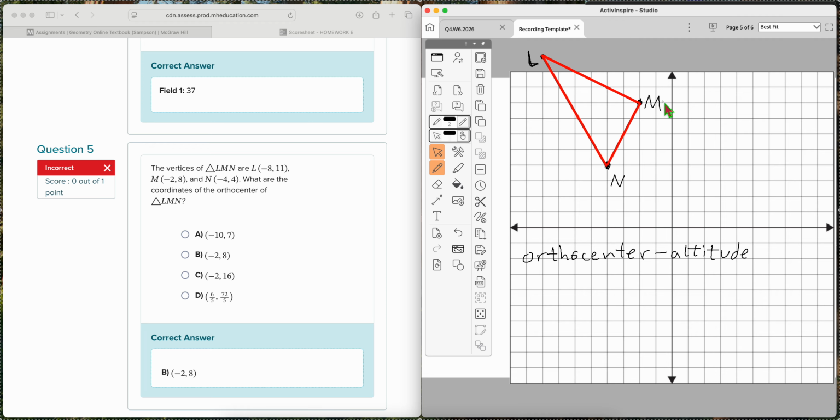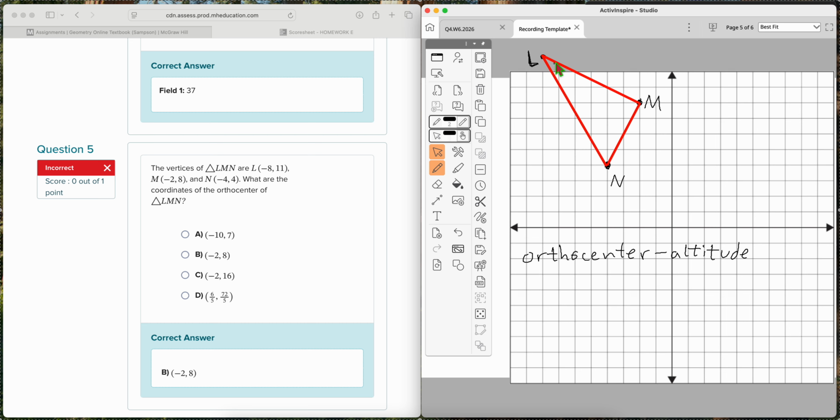Let's start with this altitude. If I wanted to find M's altitude, I have a pretty good way of doing it. You can try to eyeball it. You might be able to do it. I did that with some people in class, but I want to show you the right way to do it. So if the line coming from M needs to be perpendicular to this side, what I could do is find the slope of this side.